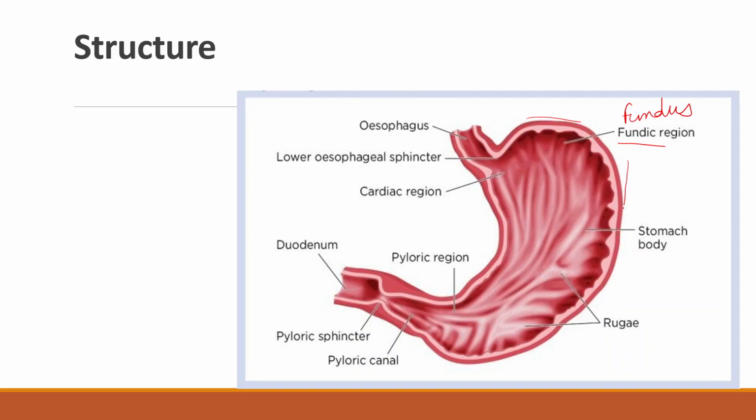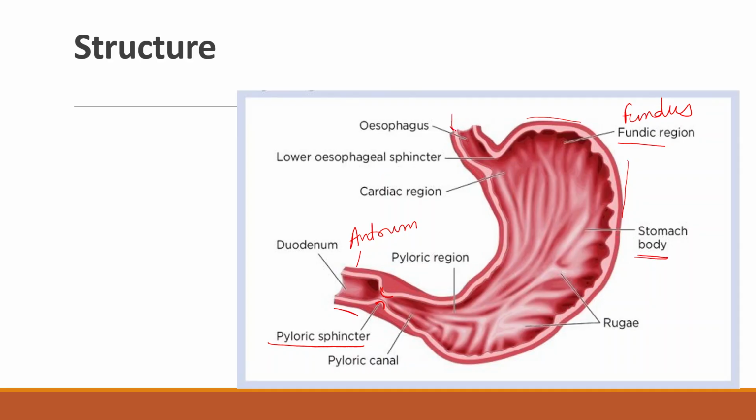Then we have the body. This whole structure is the body. And if you can see, this last part has a sphincter, which is the pyloric sphincter. This is called the pyloric canal, and this part is also called the antrum. And this is the lesser curvature and this is the greater curvature of the stomach.